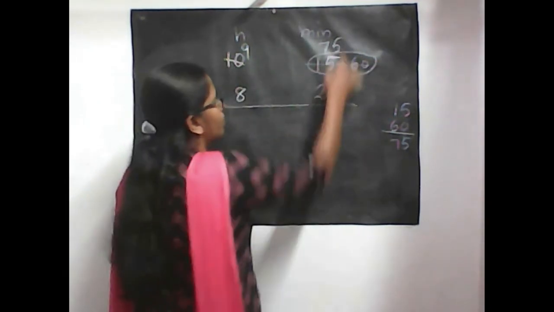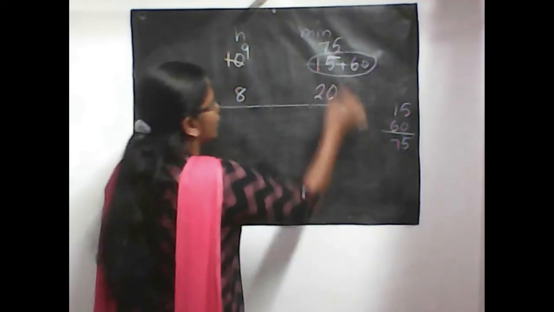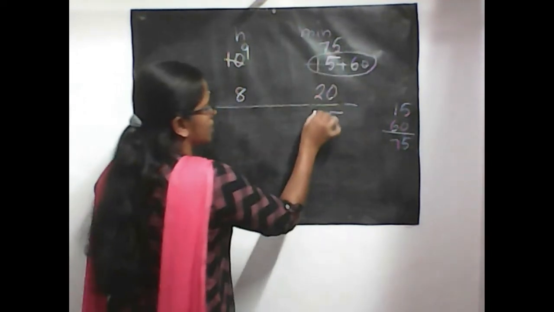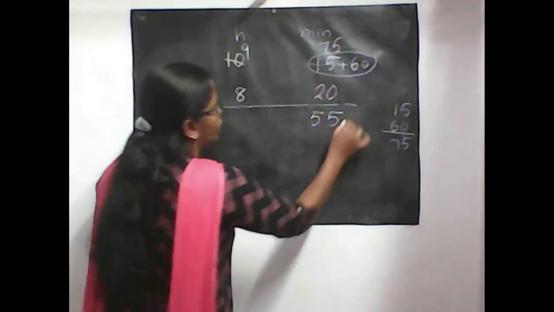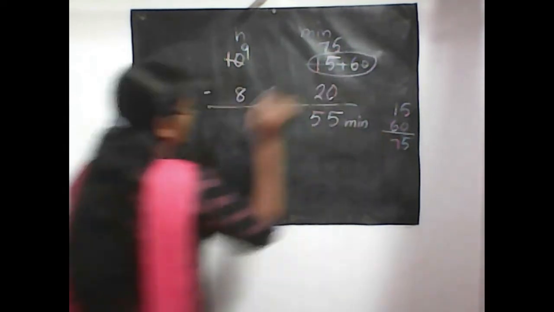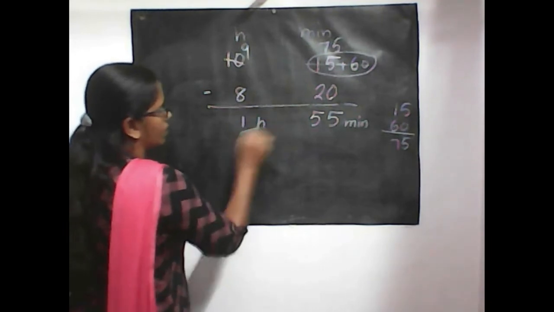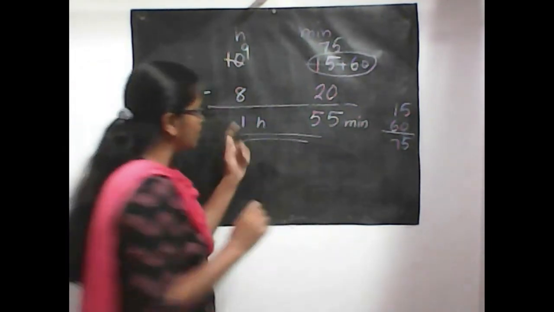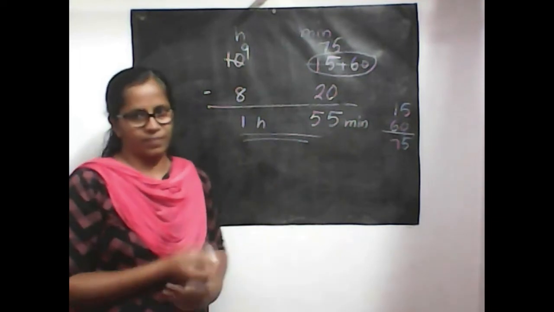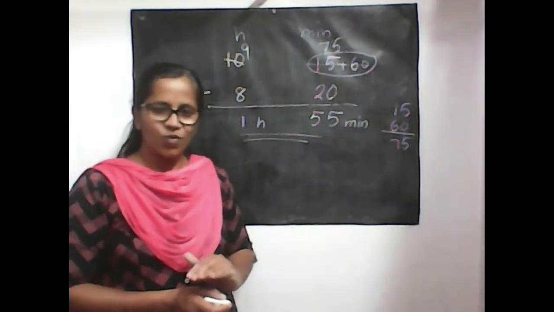Then subtract. 5 minus 0 is 5. 7 minus 2 is 5. So we got 55 minutes. Then here 9 minus 8 is 1 hour. So we got the answer as 1 hour 55 minutes. I hope you understood. Let us do one more question.